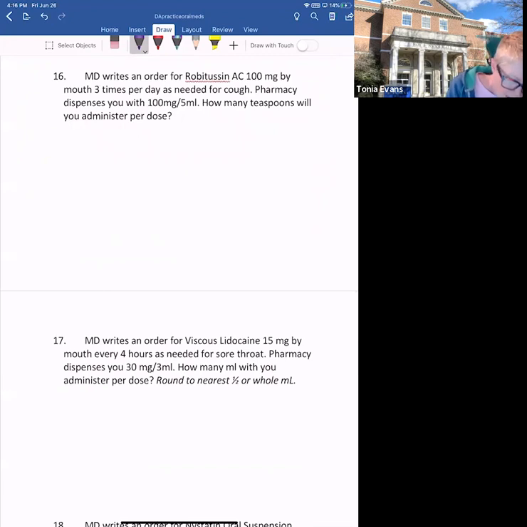Alrighty, next. We have an order for 100 milligrams of Robitussin. We've got 105 mLs. How many teaspoons will we administer per dose? So I want teaspoons per dose. That's what the question's asking for. That's always going to be step number 1. What is it asking for? What do I need to figure out here? Teaspoons. Okay, well, my concentration is in milliliters, so I'm going to have to convert. I know that 1 teaspoon is 5 mLs, right? I know you guys know that.